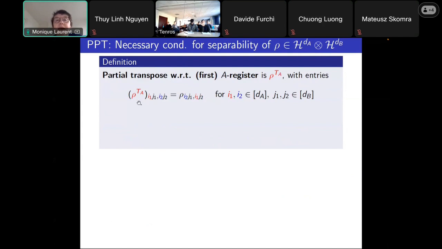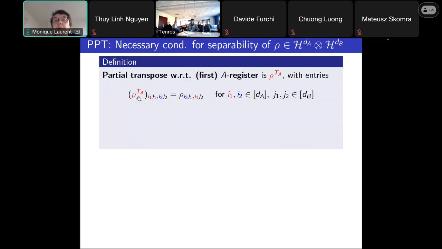So it's indexed by pairs. Rho is indexed by pairs ij, where i is in dA, the first, and j is in dB. So this is a list of integers from 1 up to dA, 1 up to dB. And then one can do the so-called partial transpose, which is you don't transpose the full set of indices, but you just transpose part of it.